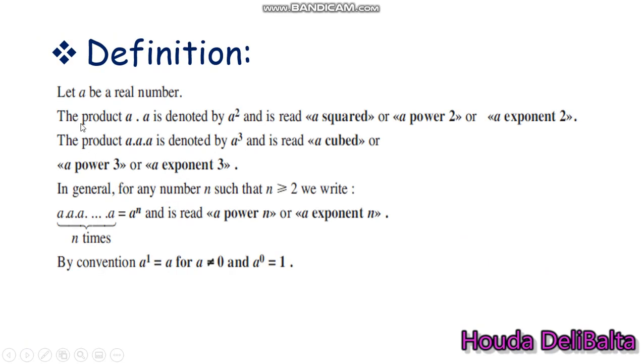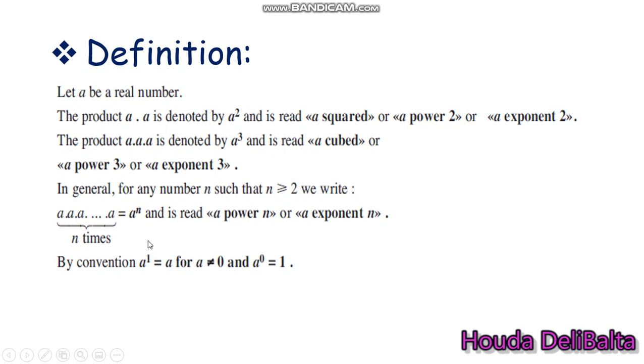Let's start with a revision for what you know about powers. Definition of a powered number. So let A be any real number. The product A dot A or A times A is denoted by A squared. That's to say that A is multiplied by itself 2 times. We read it A squared or A power 2 or A exponent 2. While the product A dot A dot A is denoted by A cubed because A is multiplied by itself 3 times and it's read A cubed or A power 3 or A exponent 3.